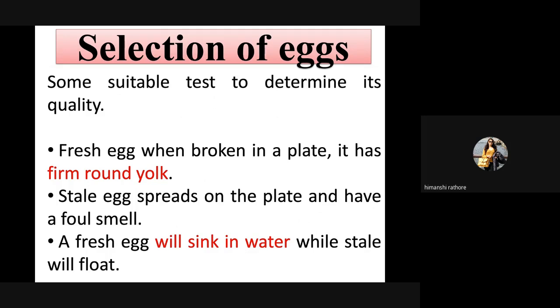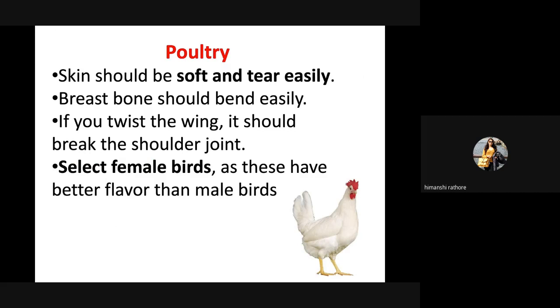Then how can you test at household level that your egg is fresh? You can simply fill water in a container, and drop your egg into that, and if the egg sinks in the water, then it means the egg is fresh. And if it is floating on the surface of water, that means your egg is stale in nature. So this is a simple test which you can perform at your household level. Then again, while breaking your egg on a plate, if the yolk is round and firm, that means the egg is fresh.